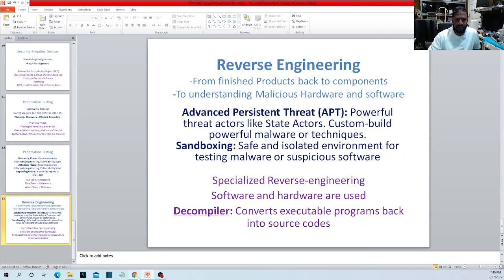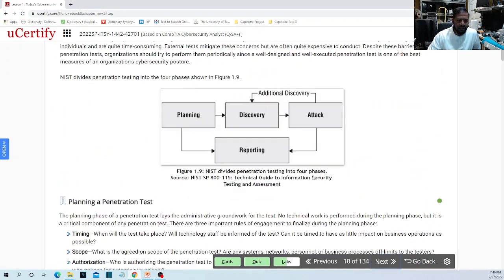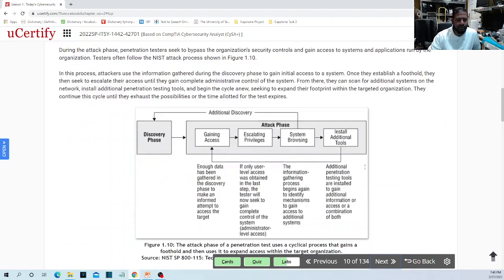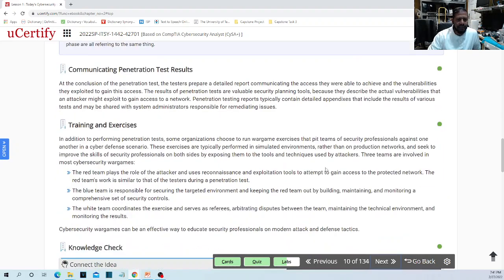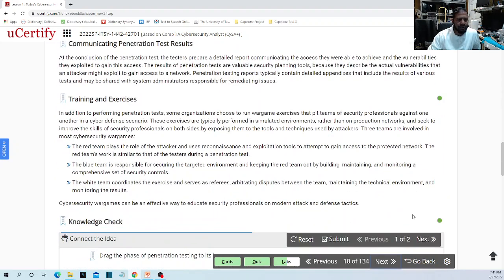Okay, now let's look at the chapter right here. Okay, so here are the four phases: planning, discovery, attack, and reporting. And at the end, you will be doing your red team, blue team, done, go next.